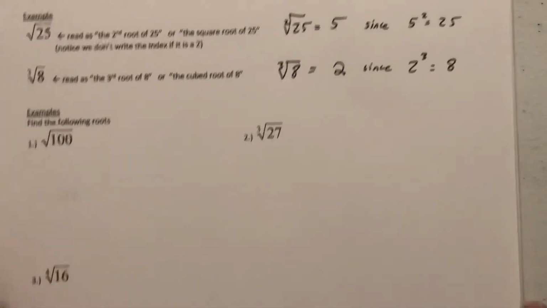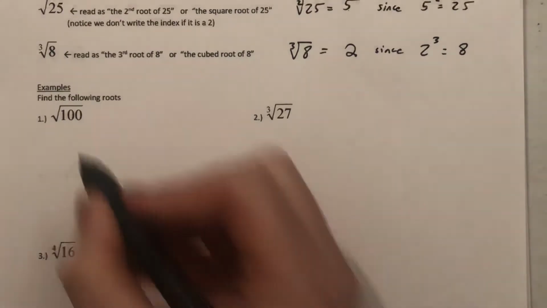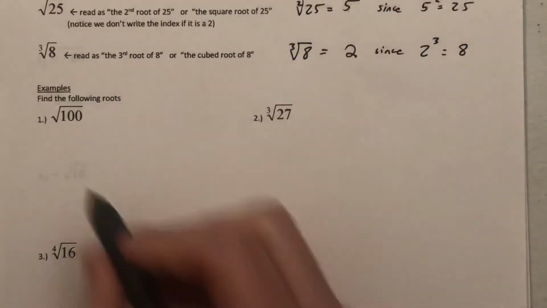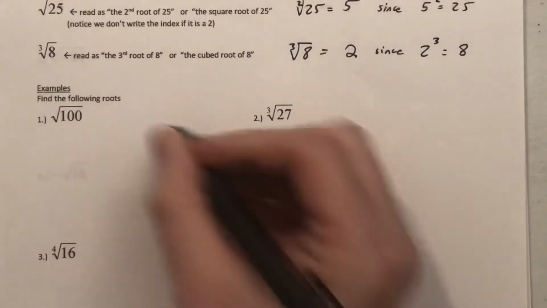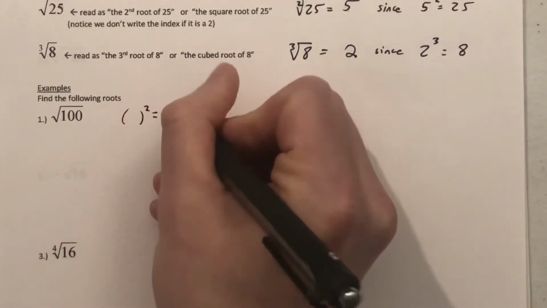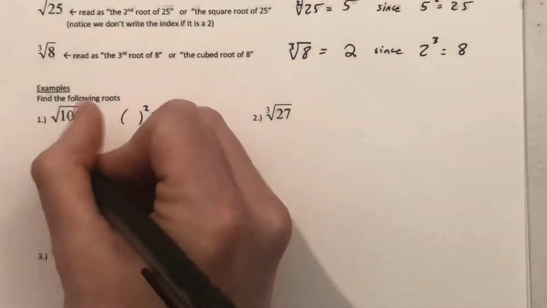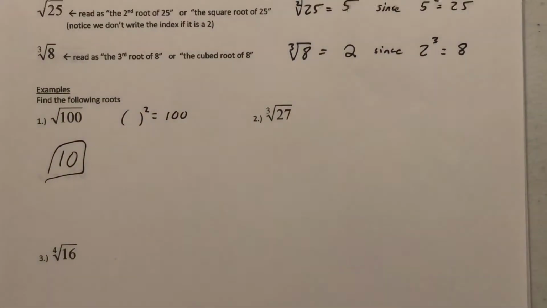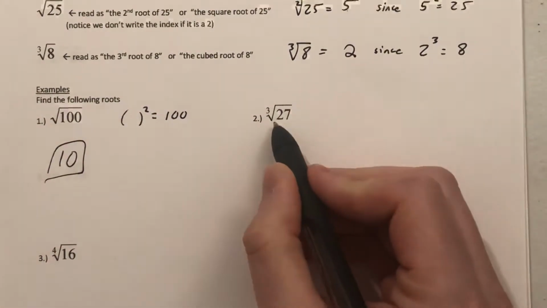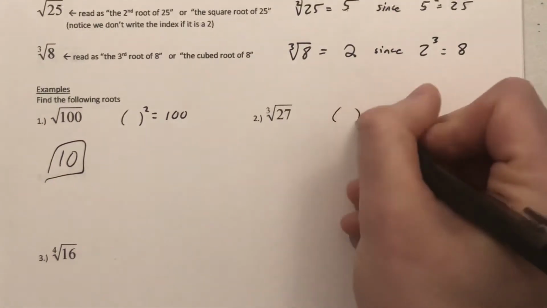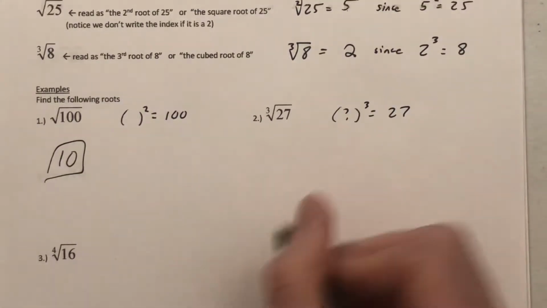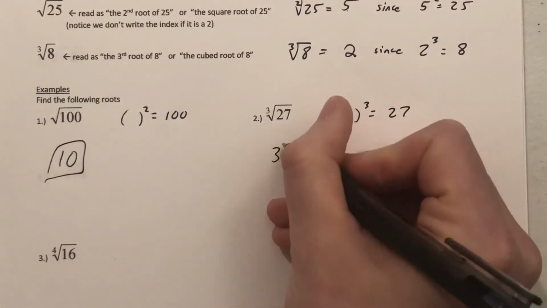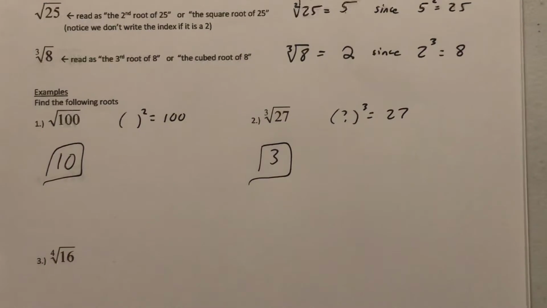So just a couple more quick computations on some smaller numbers. Here we've got the square root of 100. So again, we're essentially asking, what squared gives you 100? Well, the answer is 10. So the square root of 100 is 10. Here, the cube root of 27. We want the number you would cube to get 27, and that would be 3. 3 cubed is 27, so the cube root of 27 is 3.